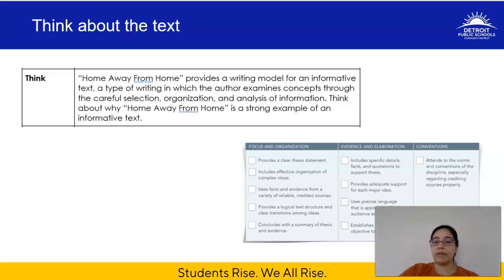Now that you've reread and annotated the text, think about how Home Away from Home provides a writing model for an informative text. Remember that an informative text is a type of writing in which the author examines concepts through the careful selection, organization, and analysis of information. So think about why this text is a strong example of an informative text.